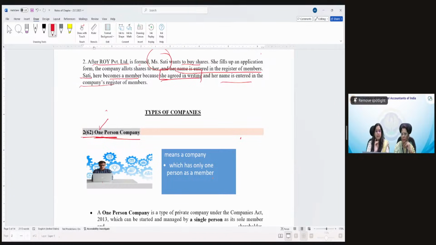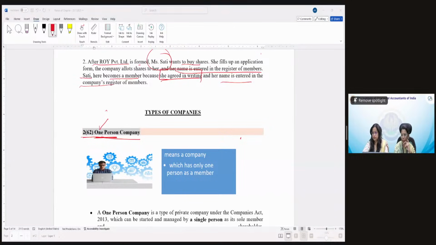It will have the benefit of the proprietorship firm, as it will be managed and run by one person, but it will necessarily contain the basic features of a company. So the one-person company is given under section 2 clause 62.